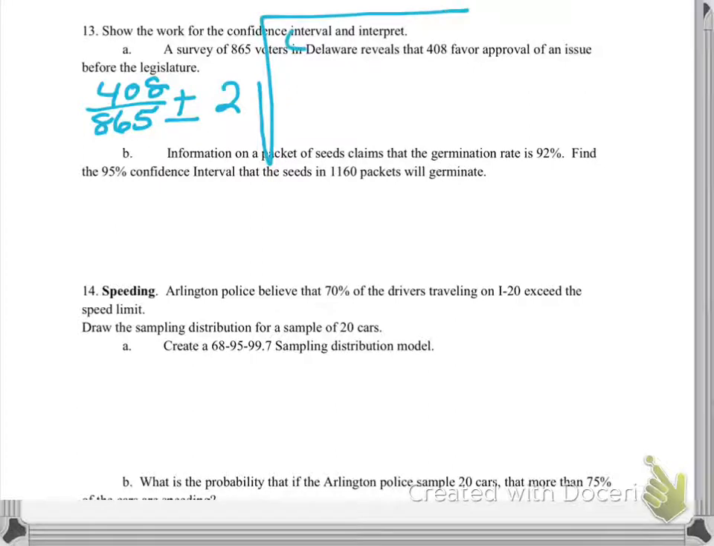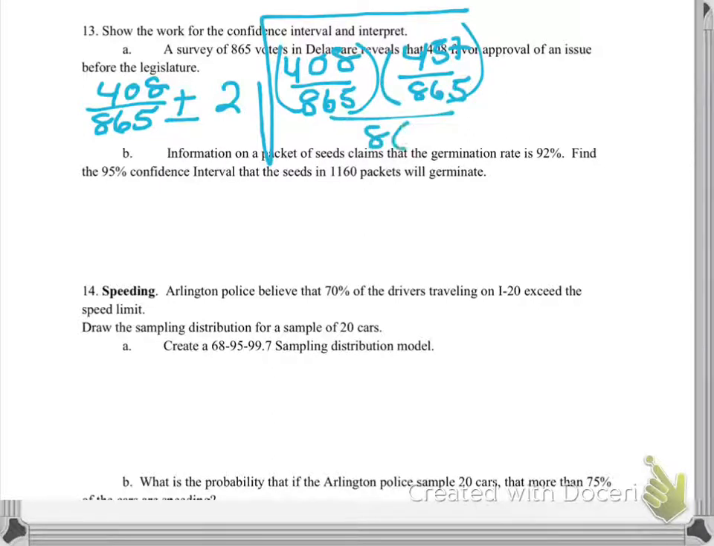So it'd be 408 divided by 865 times 1 minus that, so that'd be 865 minus 408. So I get 457 divided by 865. Okay, so there's my expression.